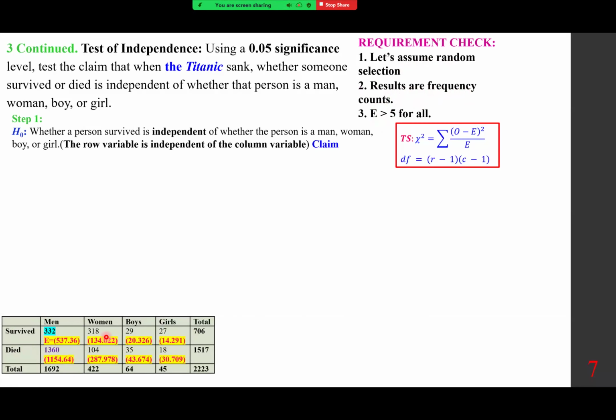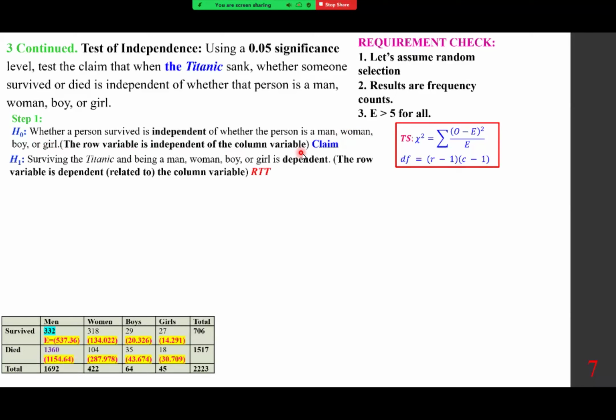So they all must be frequencies or numbers. So H0: whether a person survived is independent of whether the person is a man, woman, boy, or girl. That's one way to write it. Or you may say the row variable is independent of the column variable. That's the same thing. That's the claim.